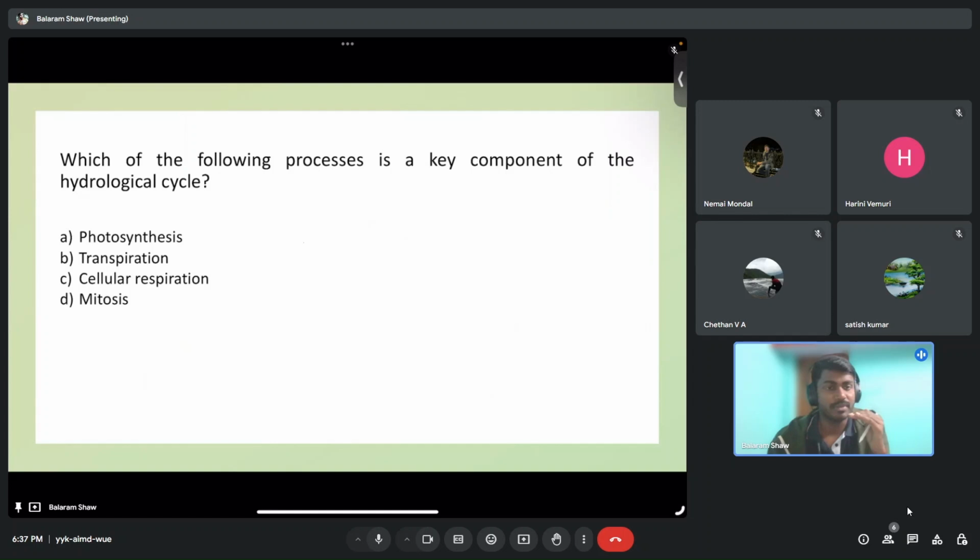Next question is which type of rainfall occurs when moist air is forced to rise? Okay, so before that I'll just explain what kinds of rainfall there are. As I said, rainfall can be classified into several different types based on how it happens.